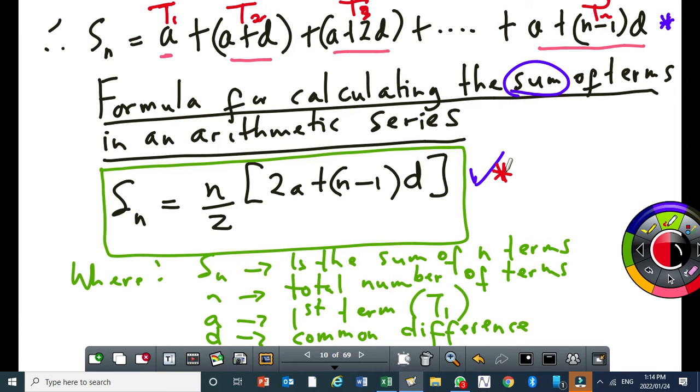Okay? So in this formula, Sn stands for the sum of n terms. N is the total number of terms. A is the first term of the sequence or the series. D is the common difference.